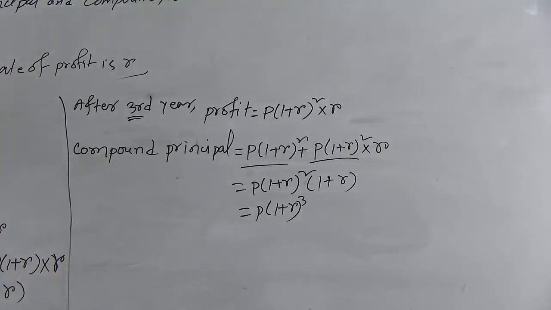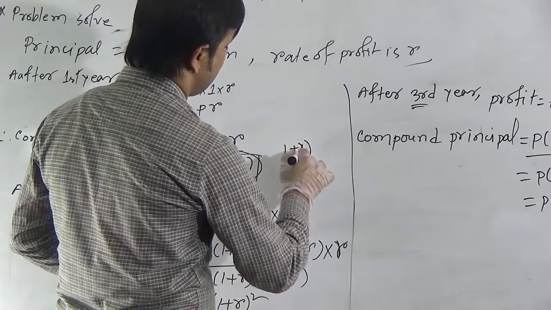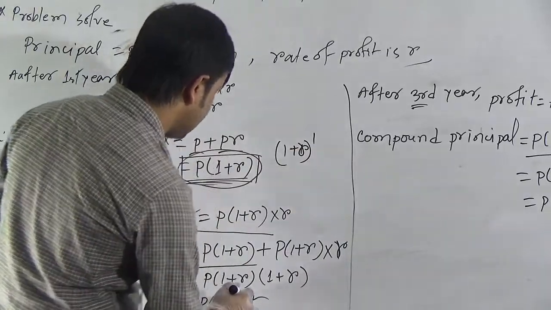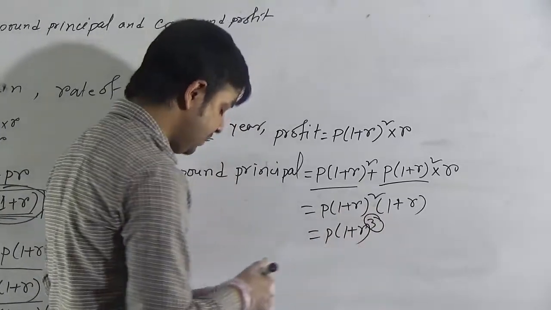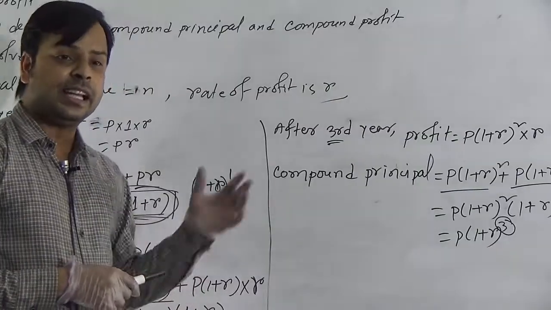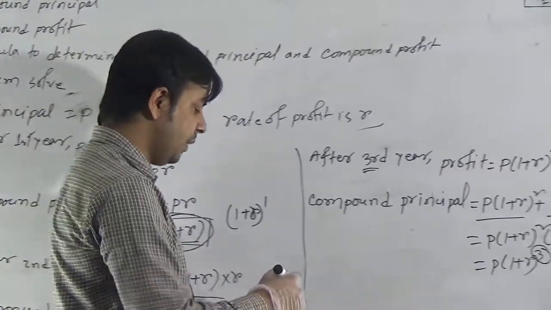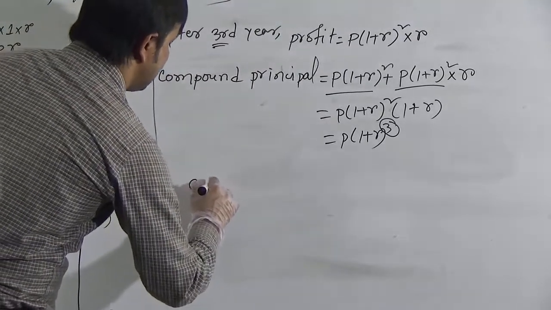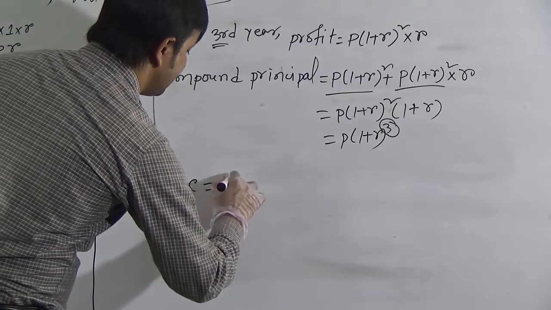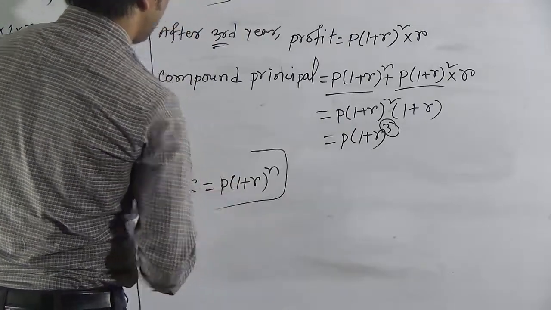If we observe here, in case of first year, compound principal is P into 1 plus R. It means 1 plus R, index is 1. After second year, here index is 2. After third year, here index is 3. It means if we consider n years, then the compound principal will be, we can denote the compound principal by C equal to P into 1 plus R whole to the power n. This is the formula of compound principal.